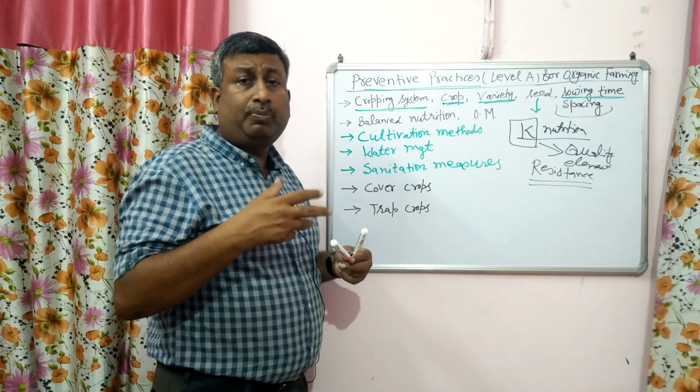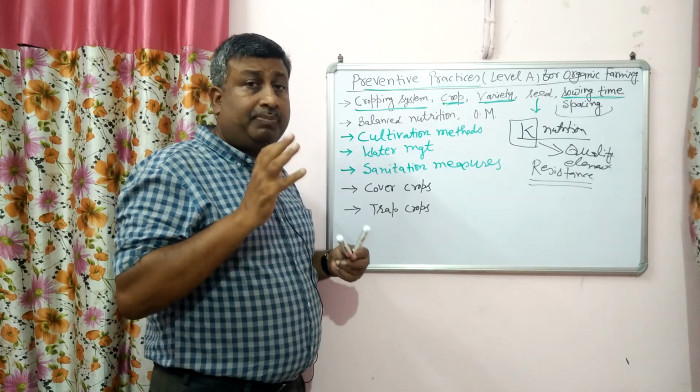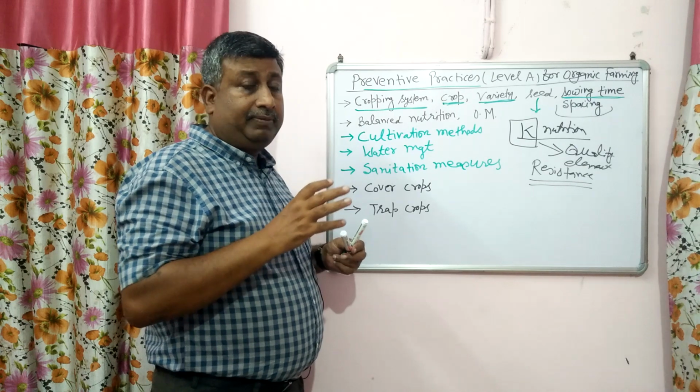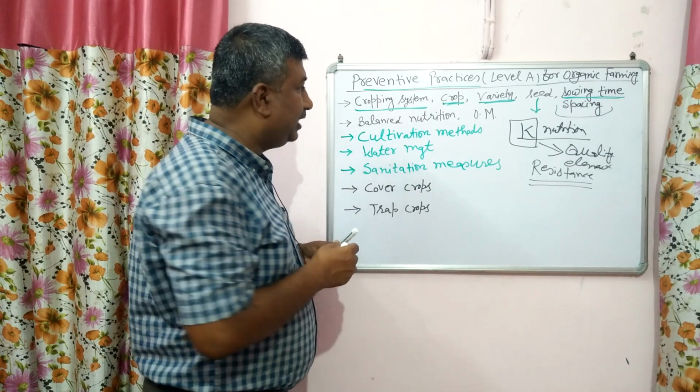And it helps in stomata opening and closing. So it helps in plant water regulation. So potassium nutrition is very important. And when we use potassium, then we can reduce the incidence of disease and insects.